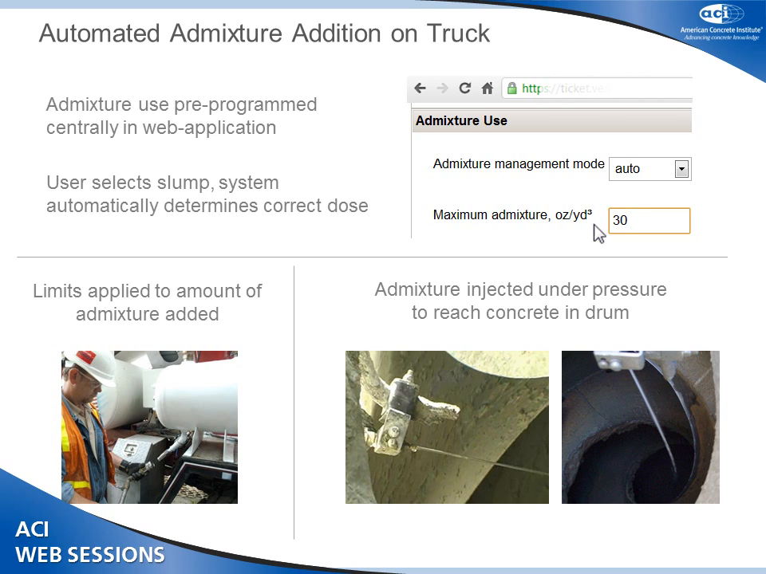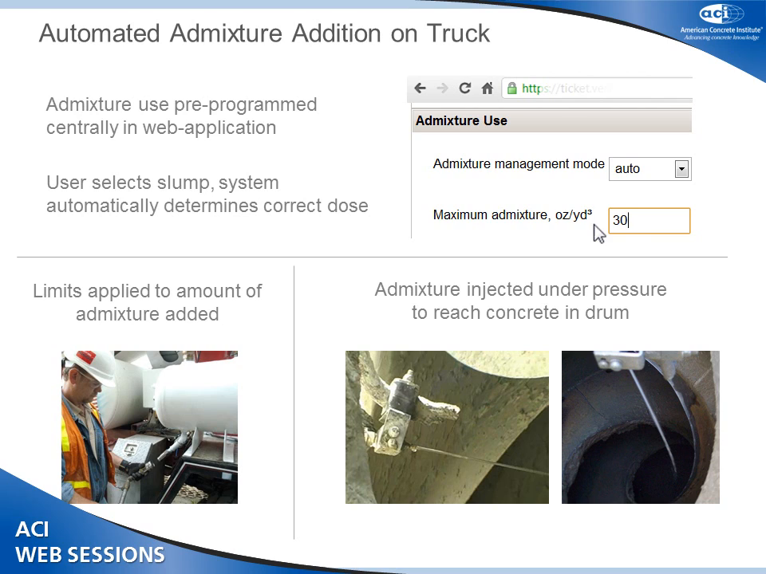So how does this work? The first thing is that the ready-mix producer will go in and set, through a web application, how the admixture is to be added. You can see part of that screen here, where you can decide whether you want the admixture to be added automatically, manually, or some of both. You can set the maximum admixture amount, and some other parameters.